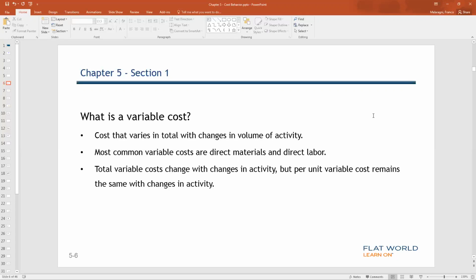Direct labor costs would be those costs that are directly related to building the product or delivering the service. In this case, we're going to just focus in on the direct materials. So total variable cost would change with activity, but per unit variable cost remains the same with each change in activity.